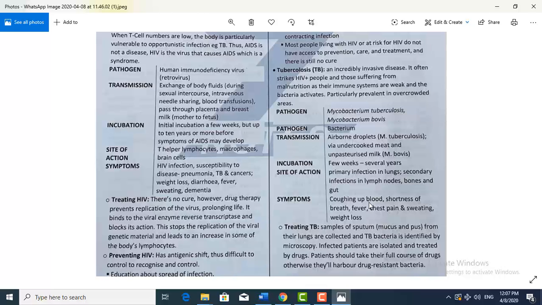The symptoms here: coughing up blood, shortness of breath, fever, chest pain, swelling, and weight loss. How do you treat tuberculosis? Samples of sputum, that means the mucus and the pus that you have inside your bronchus or bronchioles or inside your lungs, are collected, and the TB bacteria is identified by microscopy. The infected patients are isolated and treated by drugs, and patients should take their full course of drugs, otherwise they will harbor drug resistant bacteria.